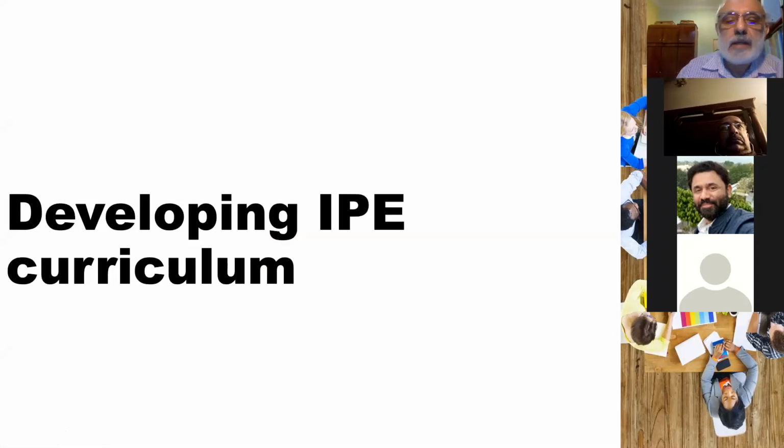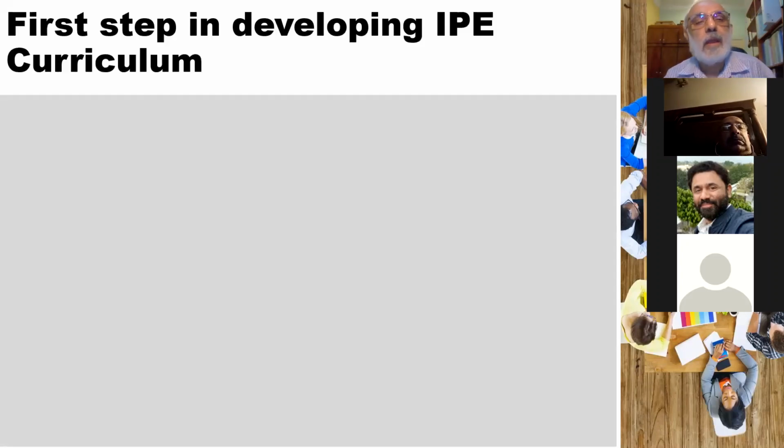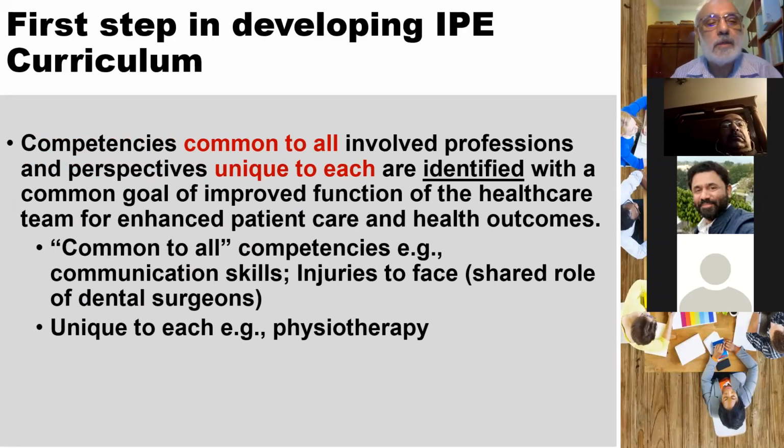How to develop an interprofessional education curriculum is the next aspect. The first step is, of course, to bring the learning outcomes of the participating professions and see what is common among all and what is unique. Common to all, the easiest would be the one I showed you earlier: the basic concepts of communication, collaboration, and teamwork. But we want to go beyond that, and here is another example.